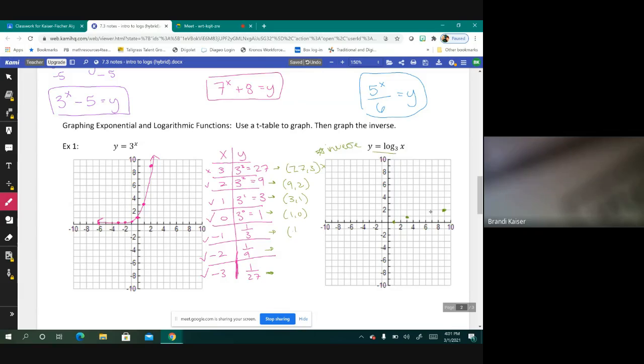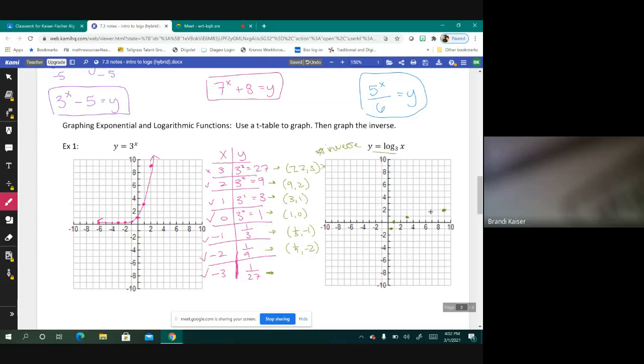The next point, 1/3, -1. Okay, now here I get into those fractions again. So keep in mind, 1/3 is between 0 and 1. So I know I'm somewhere in between the y-axis and this 1 right here, but I need to go down to the -1 level. So it's just somewhere in between the 0 and 1 to the right of the y-axis. Same thing for the next one, 1/9 and -2.